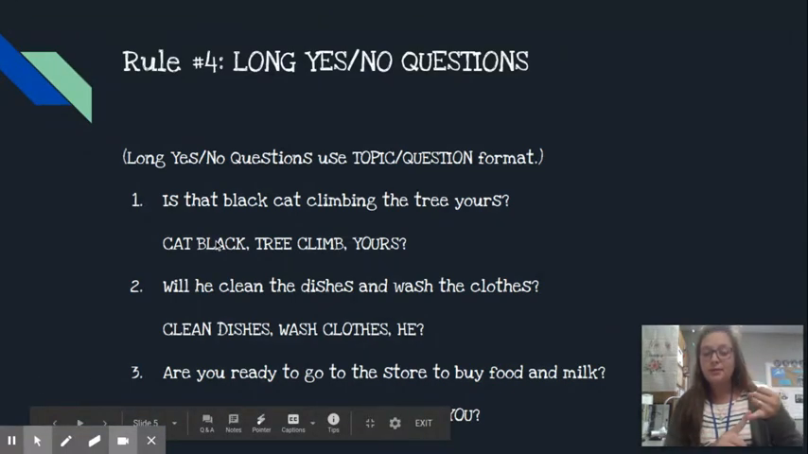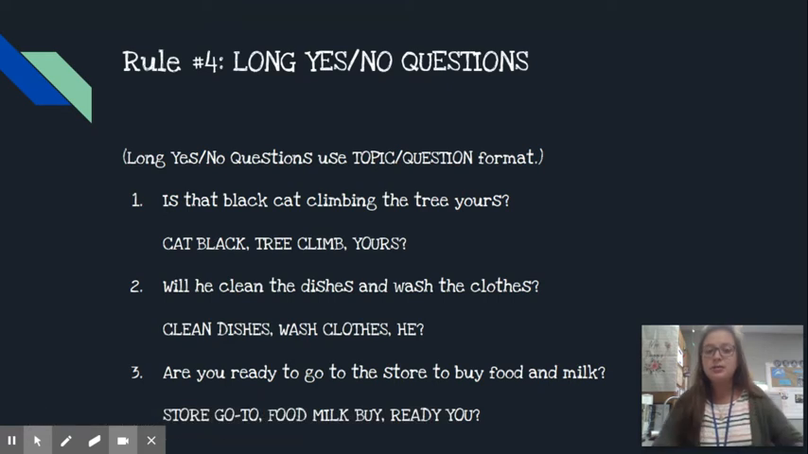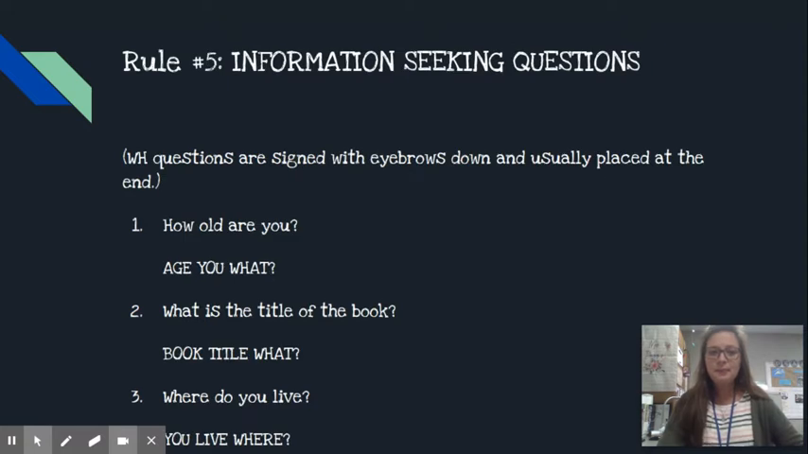The black cat that's climbing a tree, is it yours? So there's just more details in this sentence. Okay. All right, rule number 5 is information seeking. So you were just seeking information about them.